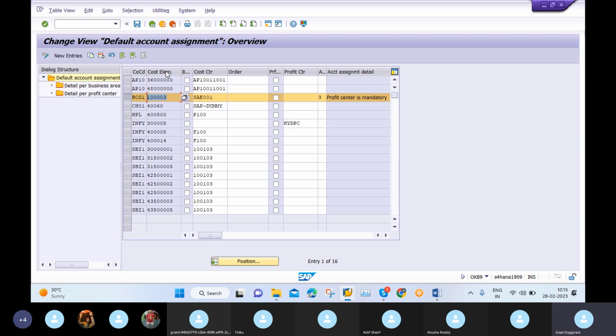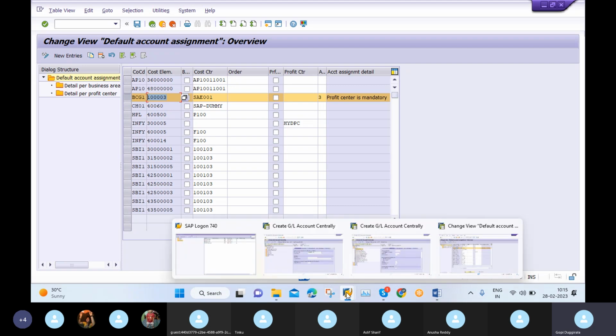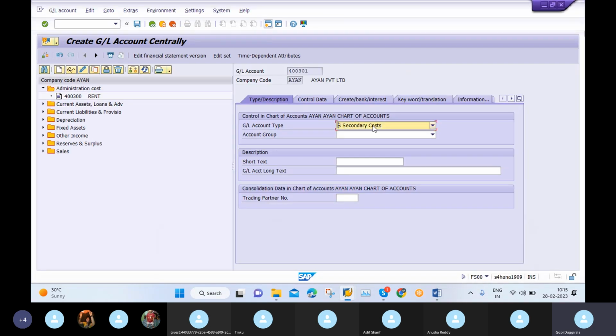Cost element, where can we create it? FS00. We create it in FS00 itself. See, for example, in FS00 itself only you can create.